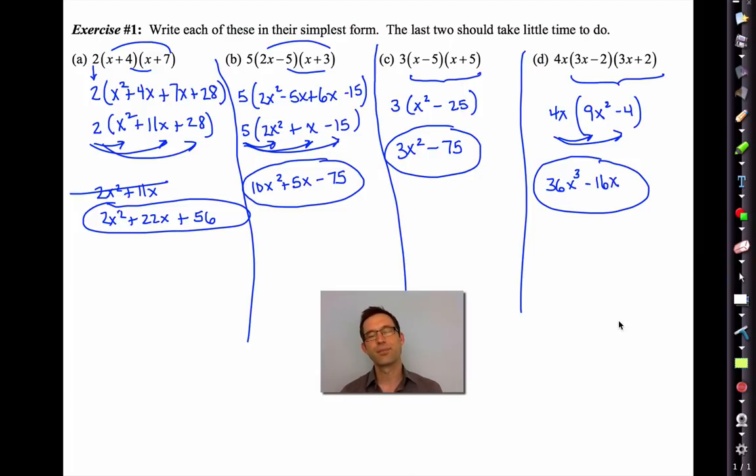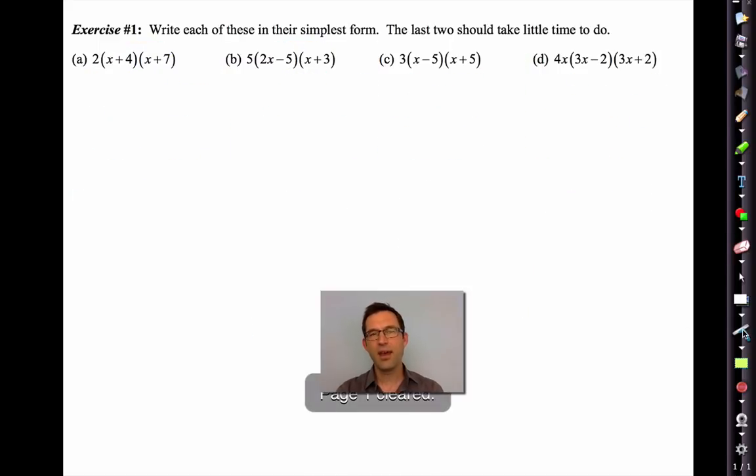Now today, with complete factoring, we're going to go in the opposite direction. We're going to want to start with the things that are circled and move backwards until we get the original product. So pause the video now and write down anything you need to. Okay, I'm going to clear out the text and let's move on.